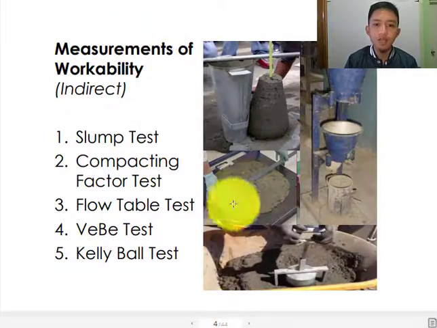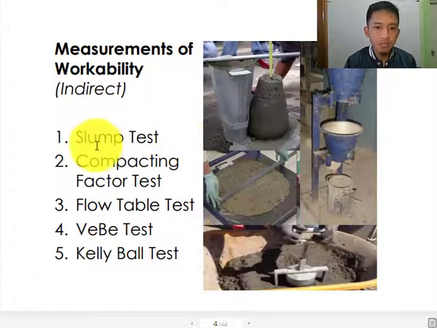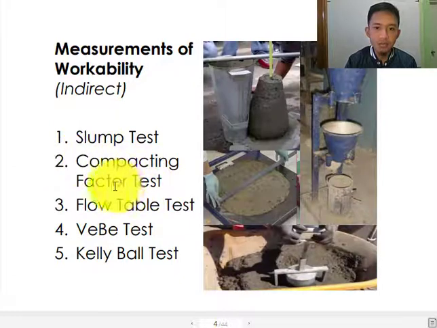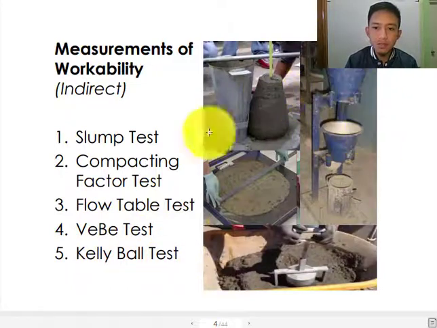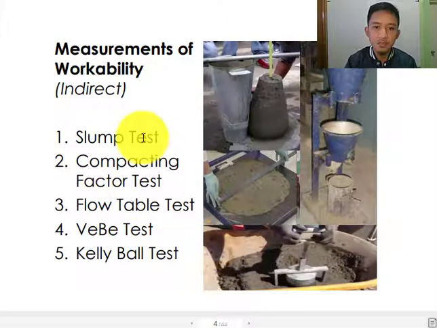Measurement of workability, okay, how to measure how workable a concrete mix is. We have here 5 ways, but actually not all of these are commonly used. The commonly used is the first one, slump test, because this is the most convenient and the easiest way to measure consistency or workability on concrete batching, or concrete mixing on site. Okay, so slump test, compacting factor test, flow table test, Vebe test, and then Kelly test. So slump test and Kelly test are the commonly used on site.